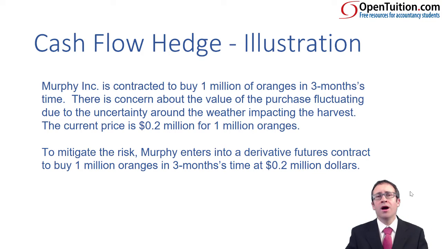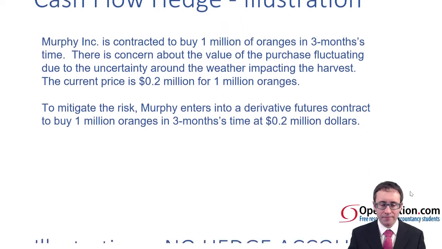So we're worried about the prices increasing, and from a cash flow hedge perspective, we're trying to protect the price of a highly probable future transaction. I'm an orange juice manufacturer, so I need oranges. Okay, so it is highly probable that I will be buying these oranges. So what I do is I enter into a futures contract, the settlement in 3 months' time at $0.2 million. That's what I'm trying to protect the value of these oranges at.